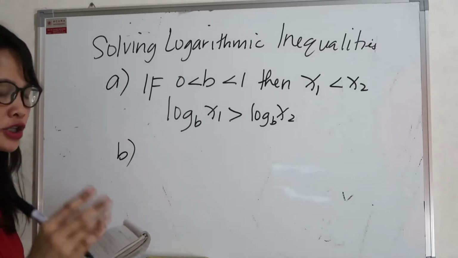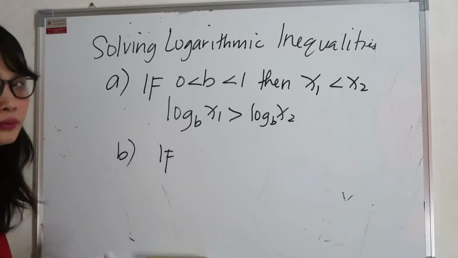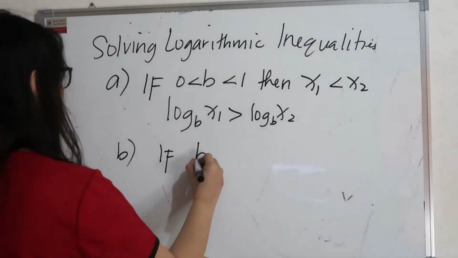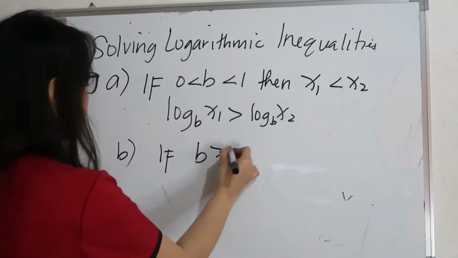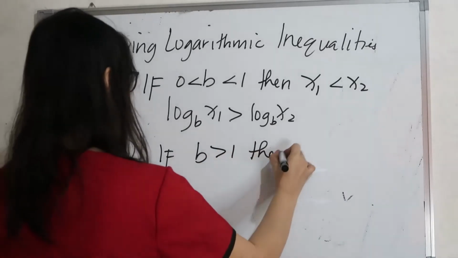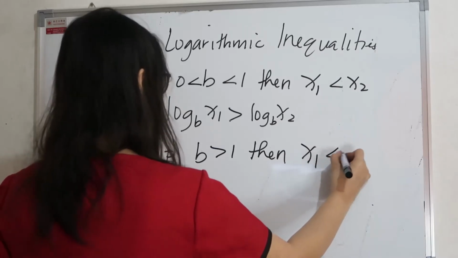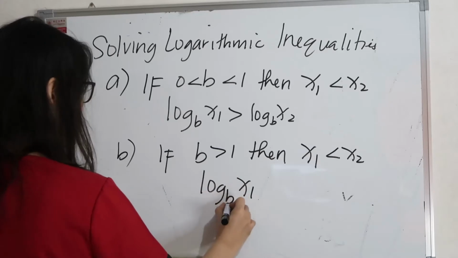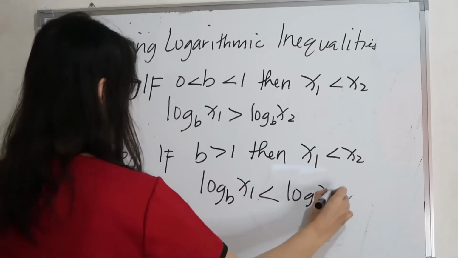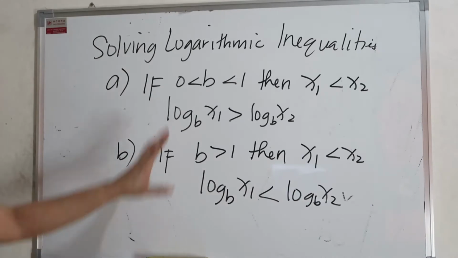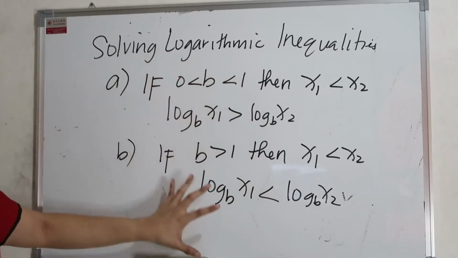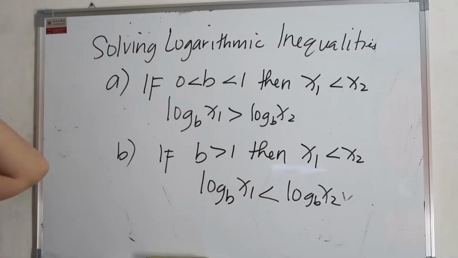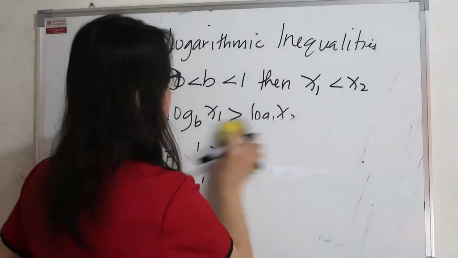Next, second condition. If b, pertaining to the base, is greater than 1, then x sub 1 less than x sub 2 will be log x sub 1 with base b is less than log x sub 2 with base b. Okay? So try to remember these two conditions in solving logarithmic inequalities. Okay, let's proceed now.